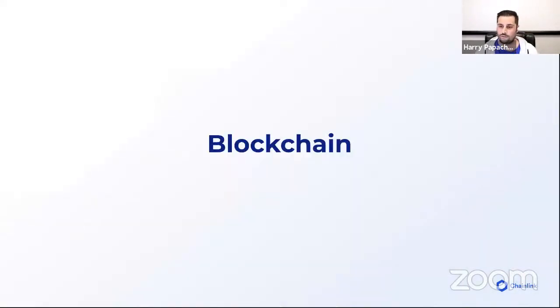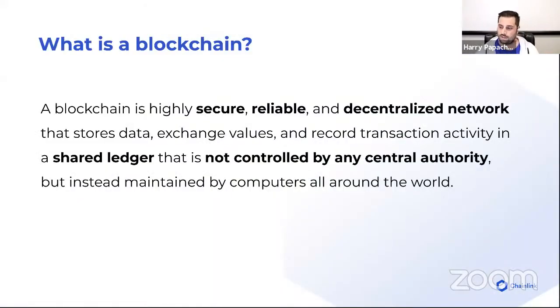So first, let's talk about blockchain. Blockchain is a highly secure, reliable, and decentralized network. Basically, it's a network of computers that stores data and transactions in a shared ledger that can't be controlled by anyone. The thing to note here is that most of them actually have what's called a virtual machine as well. So they're not just a ledger, but an application platform as well, right? They can run little applications on them. For example, Ethereum has a virtual machine to run simple programs called smart contracts.